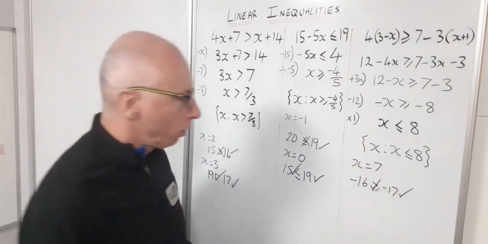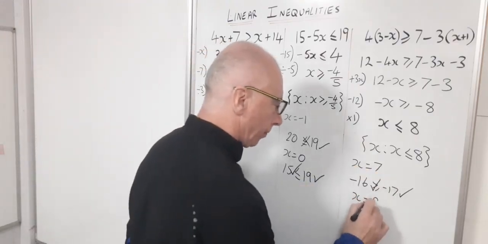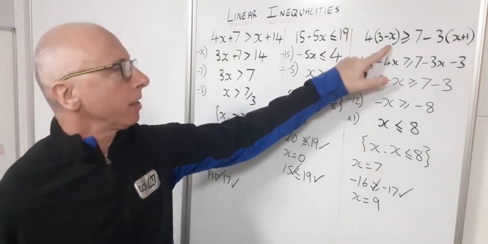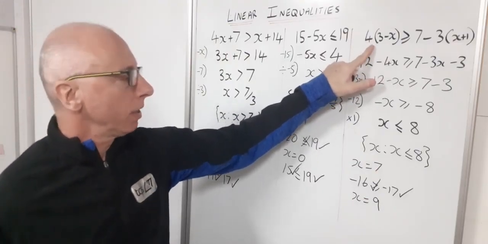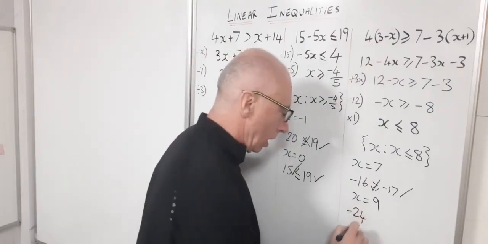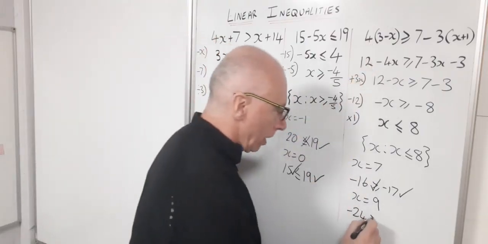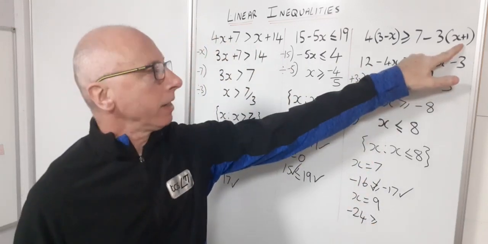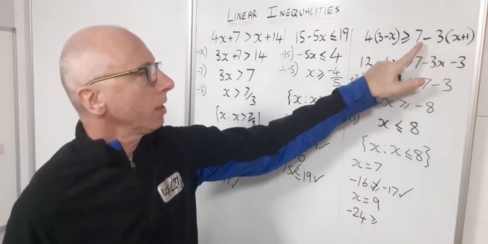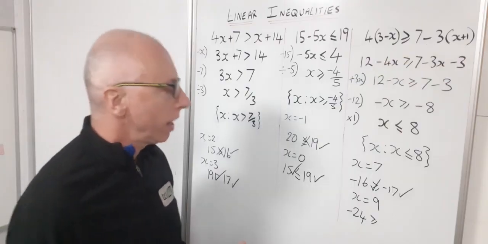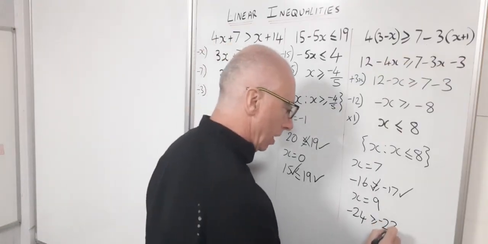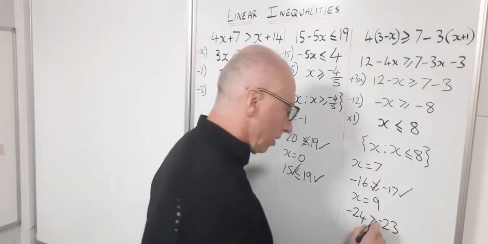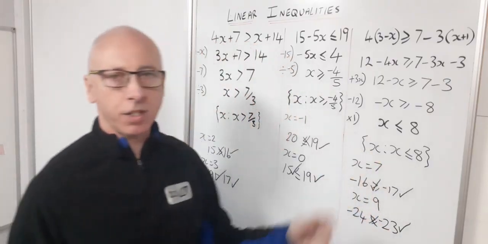What about when x equals 9? Let's try that one. So x equals 9. 3 minus 9 is minus 6. Times 4 is minus 24. And then is that going to be greater than or equal to? Plug 9 into there, we get 10. Times 3 is 30. 7 minus 30 is minus 23. Is minus 24 greater than or equal to minus 23? No, it's not, but that works for our set notation there.